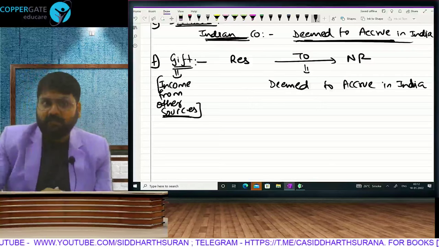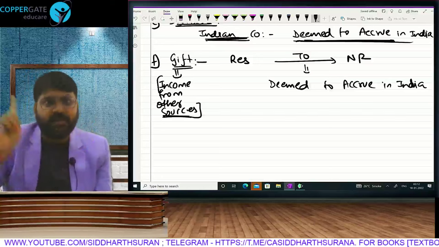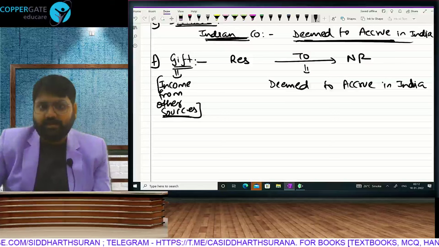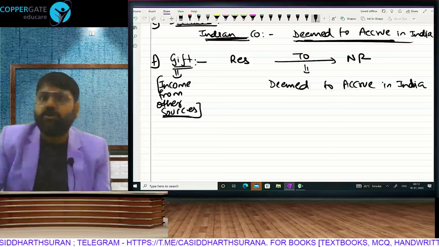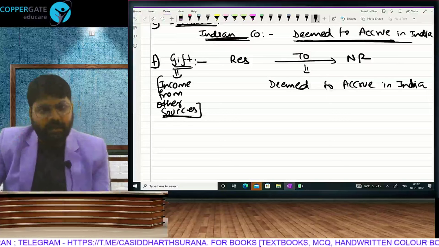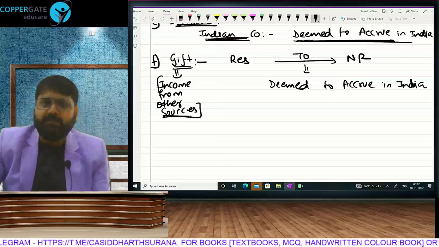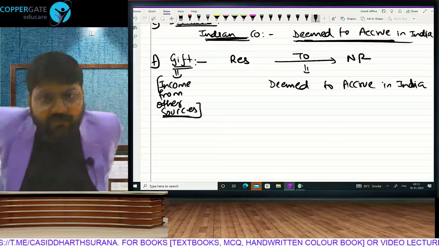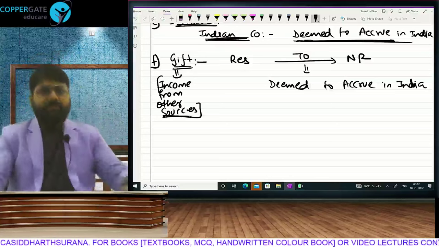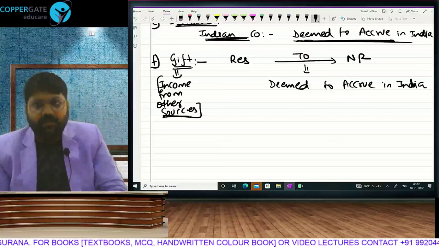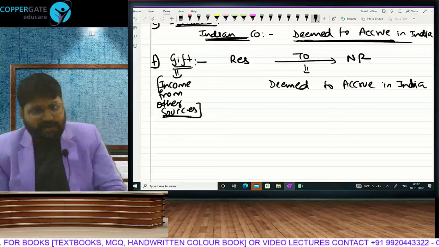So what is Indian income? One quick revision of Indian income. Received in India, don't check anything else. Accrued in India, don't check anything else. And some incomes are assumed to be, deemed to be, considered to be accruing and arising in India. And we have just now finished the list of those incomes also. And this, ladies and gentlemen, is our concept of scope of total income. This also is our second chapter. This is the completion of our second chapter, residential status and scope of total income.